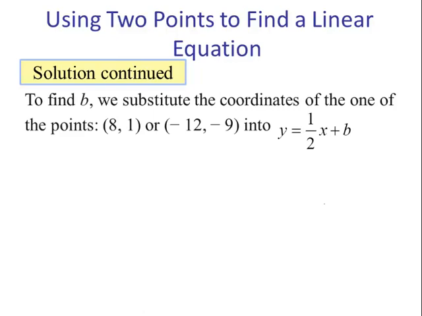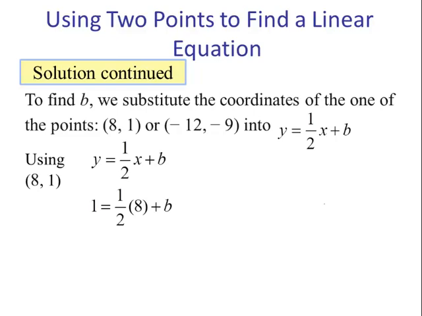To find b, we substitute the coordinates of one of the points. It doesn't matter which. If I use 8, 1, we have y equals 1/2 x plus b. Substituting 1 for y and 8 for x, we have 1 equals 1/2 times 8 plus b. Multiplying first, we have 1 equals 4 plus b. Solving for b, we subtract 4 from both sides, and we see that b is equal to negative 3.